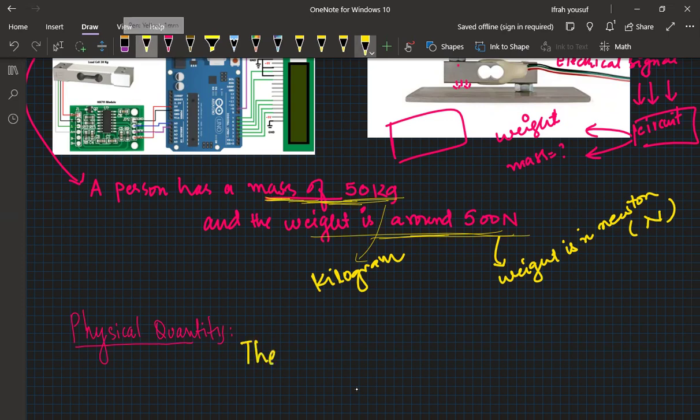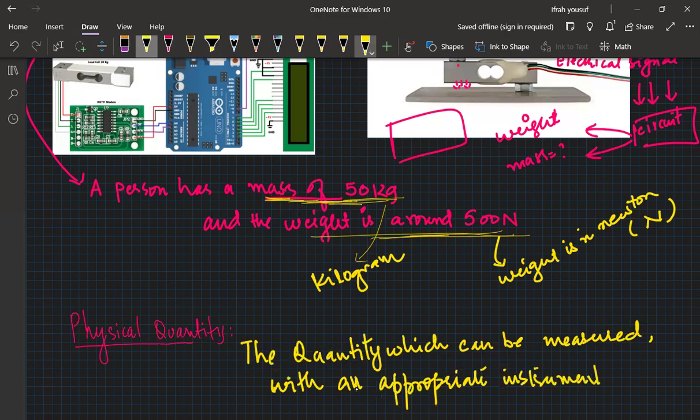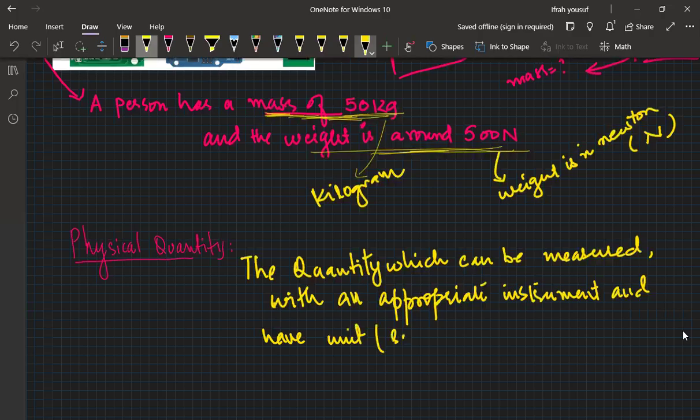The quantity which can be measured with an appropriate, or I should say suitable, instrument, and has a unit, or I should say a specific unit. Right? Okay, is this clear now?